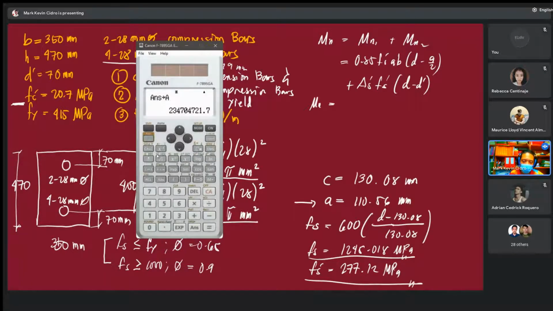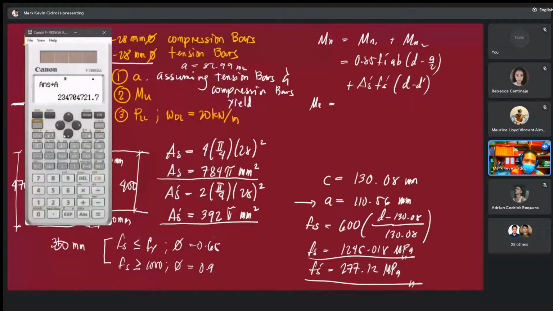Now, I will solve for the value of your Mn2. The value of your Mn2 is equal to As', which is 3392 pi, multiplied by fs'. Nasolve na natin ang fs', right? 277.12, multiplied by d minus d'. d is 400, d' is 70. Okay, this one, I'll store it as the value of B. So your sum, A plus B, is equal to this one. This is in Newton-mm.